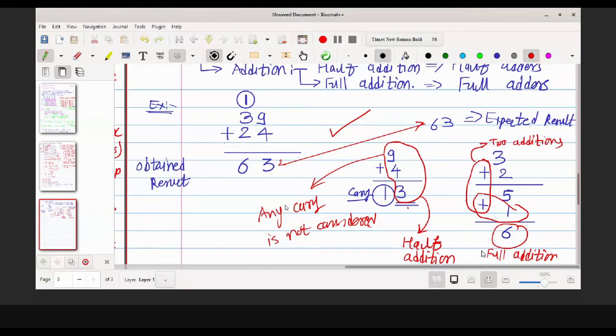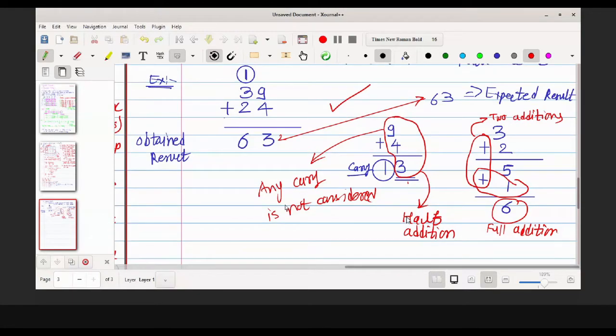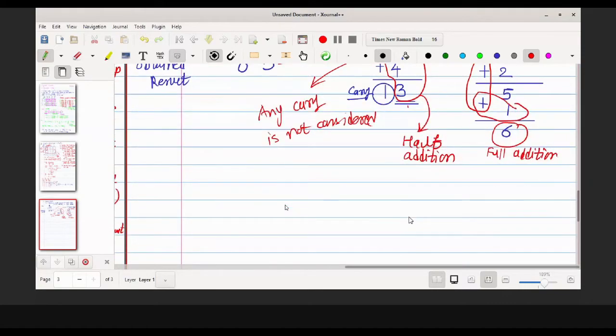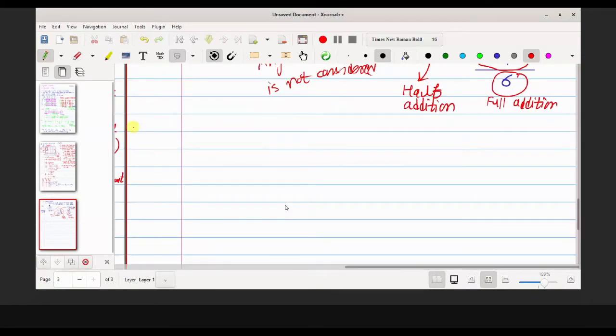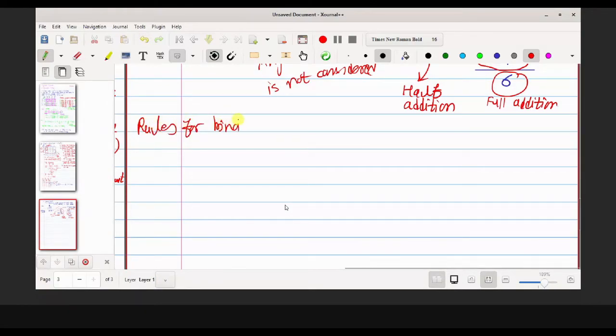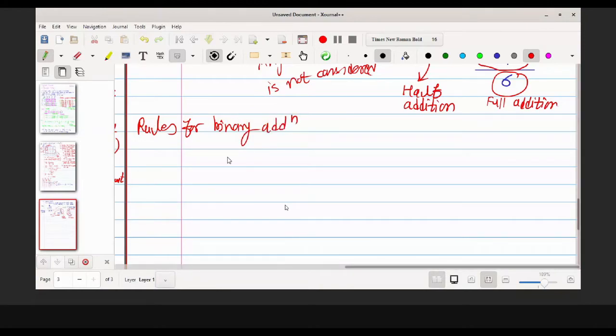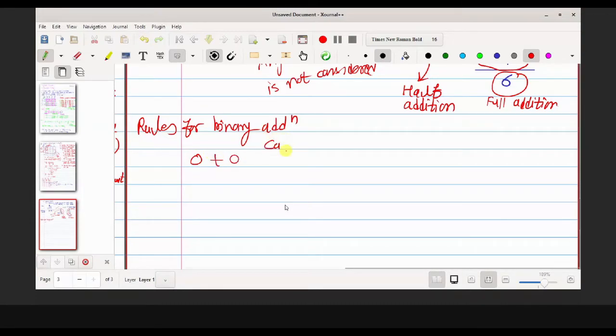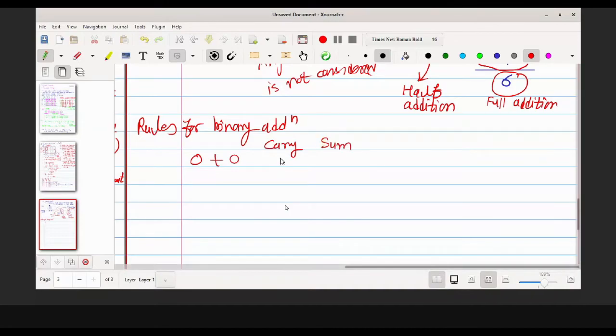So this we have looked at taking decimal as an example because we are very comfortable with decimal addition. Now let us look at what the rules are. I already told you, but let us revise it here. Rules for binary addition. First: 0 plus 0. I am going to get carry and sum as 0 and 0. 0 plus 1: carry will be 0 and sum is 1. 1 plus 0: carry is 0 and sum is 1.